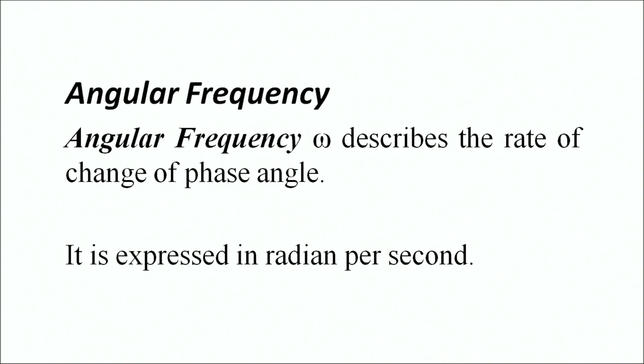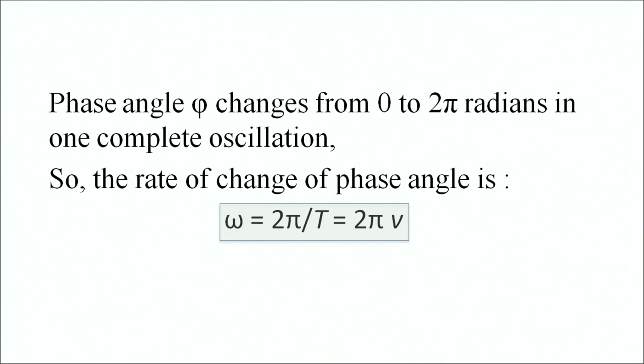Next, the angular frequency. The angular frequency, which is denoted with the symbol omega, describes the rate of change of phase angle. This is expressed in radian per second and can be calculated once the phase is calculated as a function of time. Since the phase angle changes from 0 to 2 pi radians in one complete oscillation, the rate of change of phase angle is given as omega equal to 2 pi by T. Since 1 by T is nu, omega is equal to 2 pi nu.